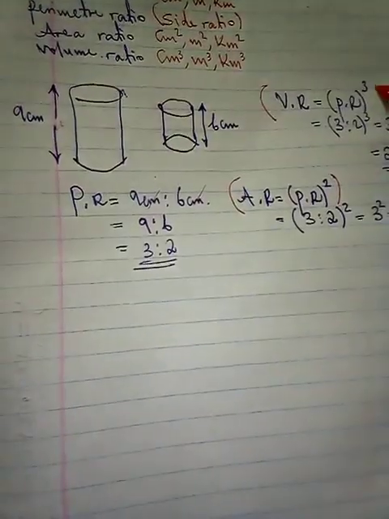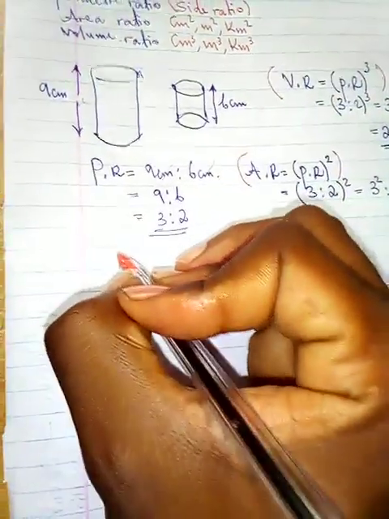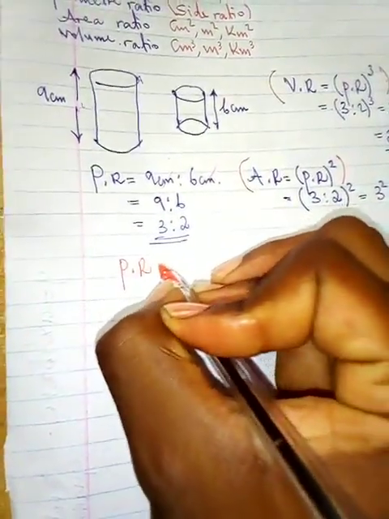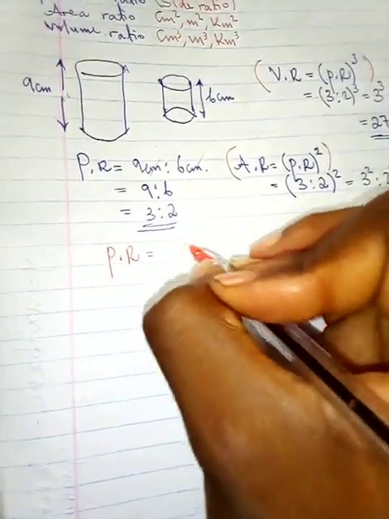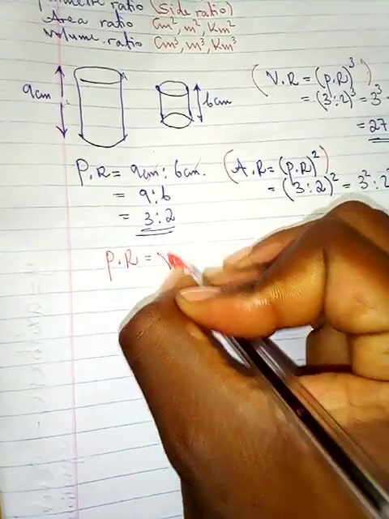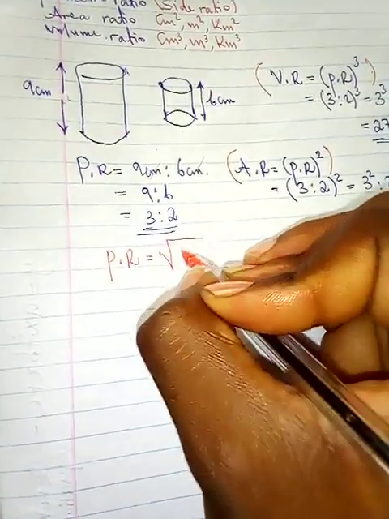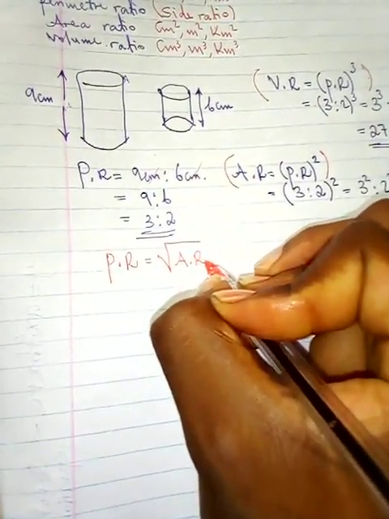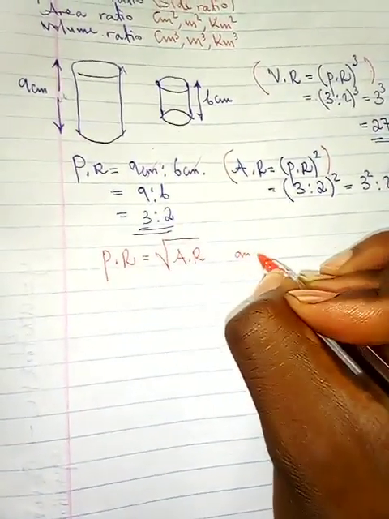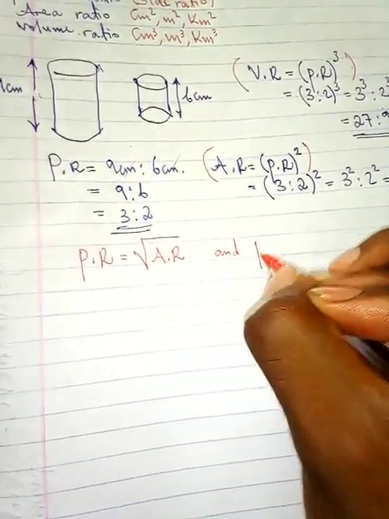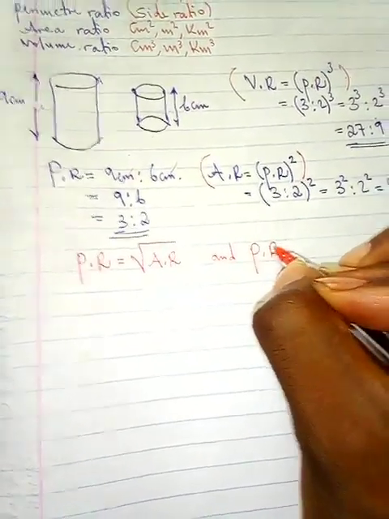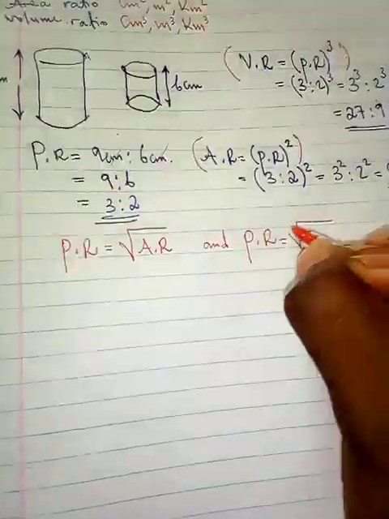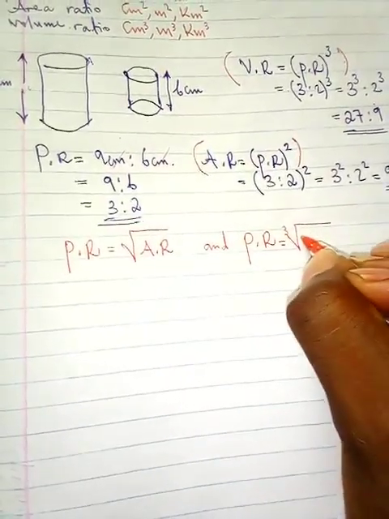So the other formulas that I want you to get, apart from this and this one here, I want you to know that the perimeter ratio can also be expressed as the square root of the area ratio. And also, the perimeter ratio can be expressed as the cube root of the volume ratio.